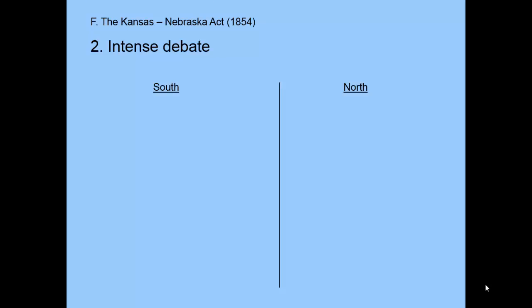So let's talk about this intense debate. Now, I already told you that it's going to pass, but let's talk about the arguments on both sides for and against the Kansas-Nebraska Act. So the South likes it. Like I said, they gain the possibility of more states for popular sovereignty in the future. And as we will see, Kansas is going to be the first piece of territory north of the 36°30' line that now has the possibility of being a slave state.